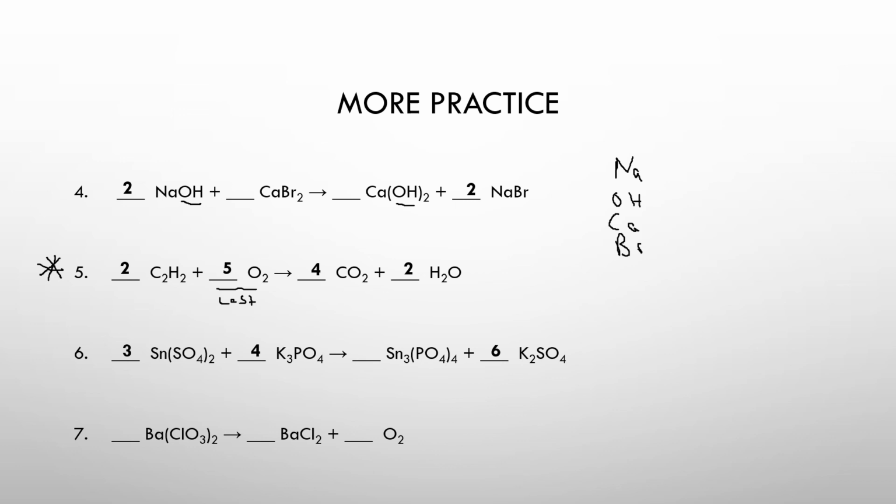All right, the last one, number 7 here. We have barium chlorate. Let's see, we have chlorine, oxygen, and barium. So again, remember this 2 on the chlorate side, that means you have 2 chlorines and you have 6 oxygens. So all you need is a 3 there.